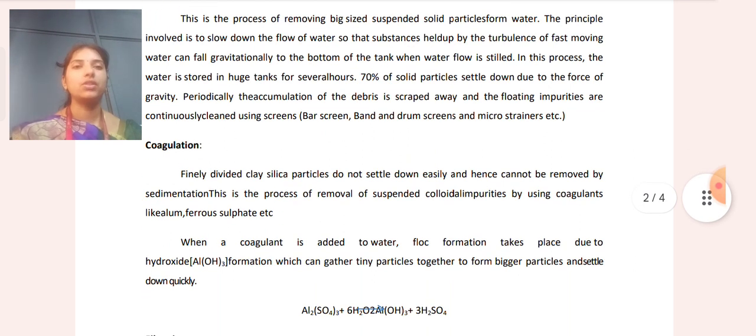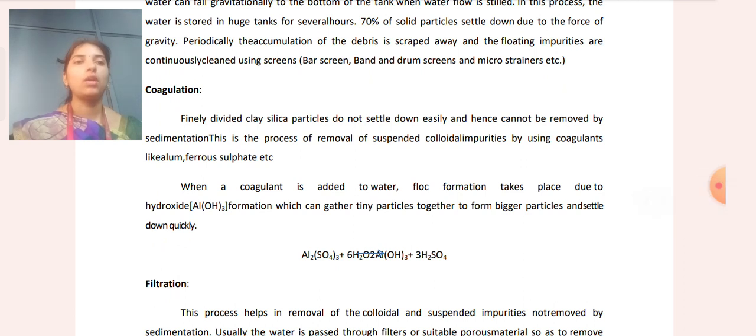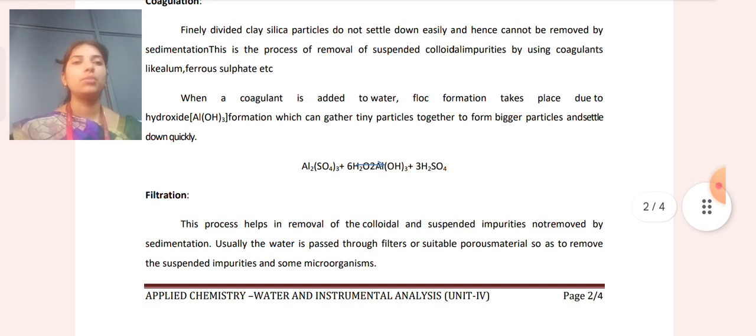The next one is coagulation. Finely divided clay and silica particles do not settle down easily and hence cannot be removed by sedimentation. This is the process of removal of suspended colloidal impurities by using coagulants like alum, ferrous sulfate, etc. When a coagulant is added to water, floc formation takes place due to aluminum hydroxide formation, which gathers tiny particles together to form bigger particles and settle down quickly. That is the reaction shown, where aluminum sulfate with water molecules forms aluminum hydroxide and sulfuric acid.